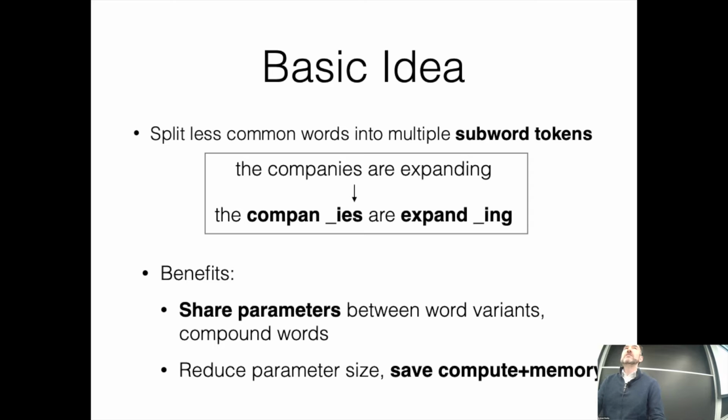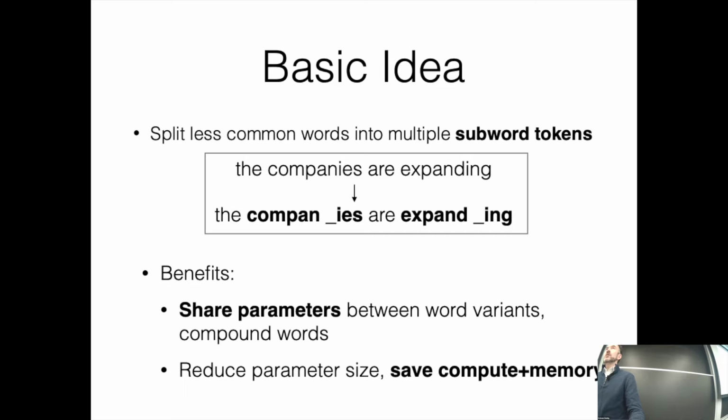There are a few benefits of this. The first benefit is that this allows you to share parameters between word varieties or compound words. And the other one is to reduce parameter size and save compute and memory. And both of these are kind of equally important things that we need to be considering.